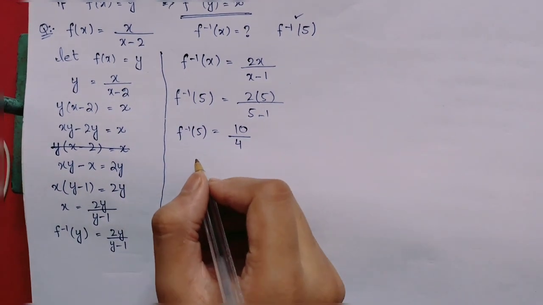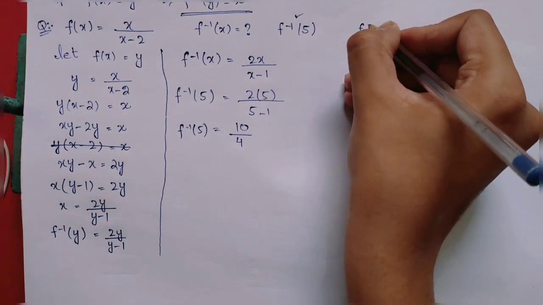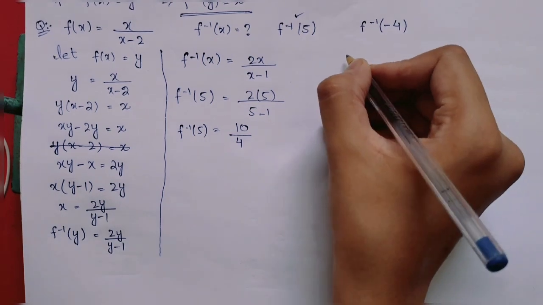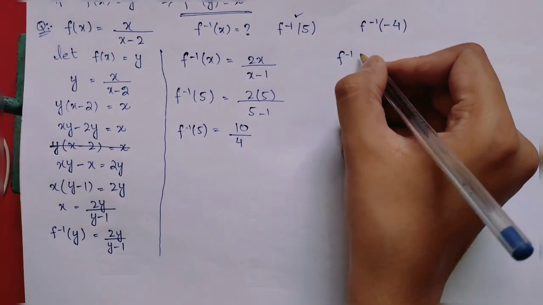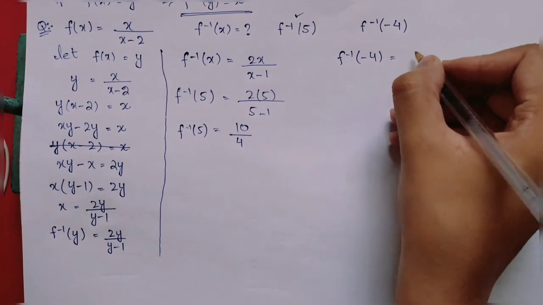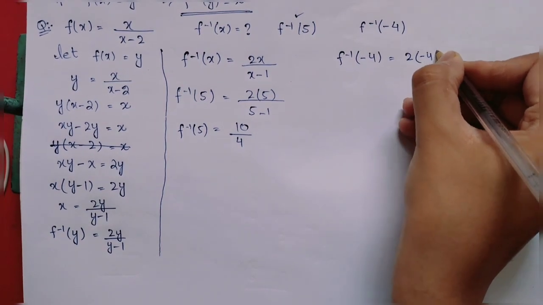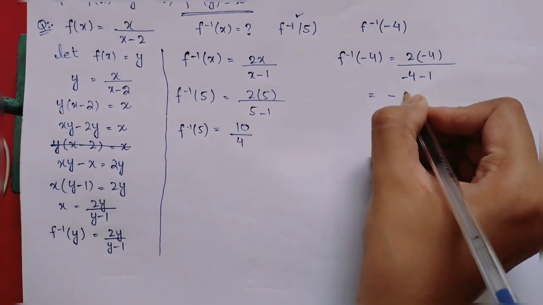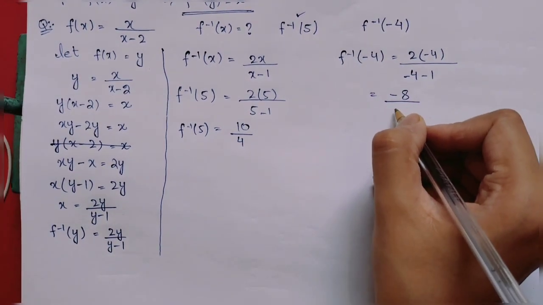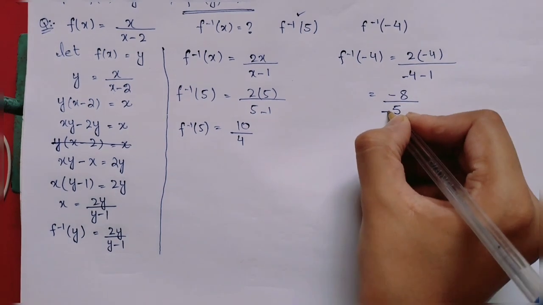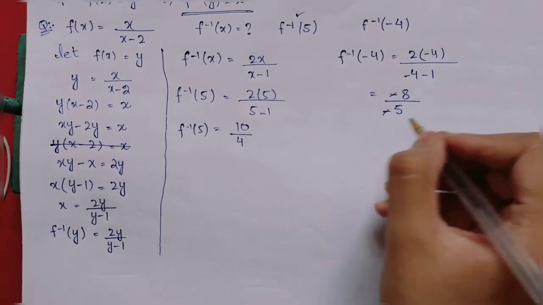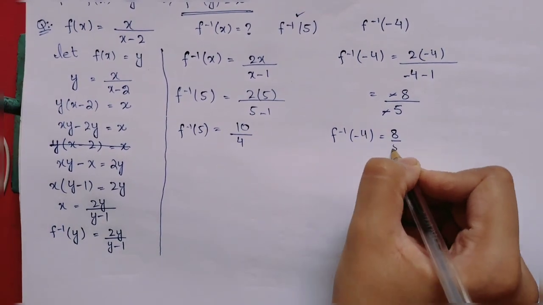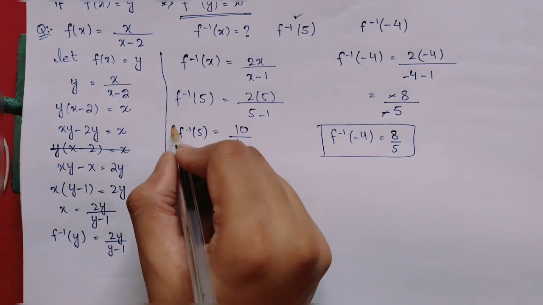Simply, if they are asking any other value, for example, if you have to find f inverse of minus 4, what you can do, again f inverse of minus 4 is equal to 2 times minus 4 over minus 4 minus 1. Minus and minus cancel, it becomes f inverse of minus 4 is equal to 8 over 5. So this is your answer.